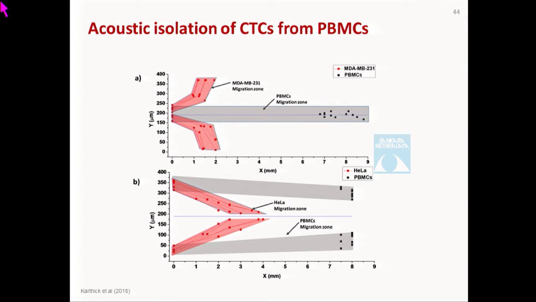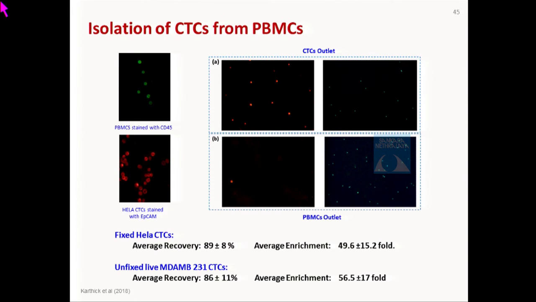But in the other case, they are all sent in the side inlets, and the PBMCs follow the streamline, and only the HeLa cells migrate to the center. So this is after collecting at the outlets. You can see most of the CTCs were recovered. So you got an average recovery of about 90%, and enrichment close to 50%, and similar numbers from both CTCs were obtained.